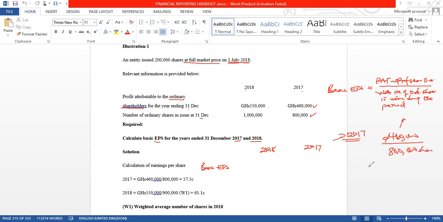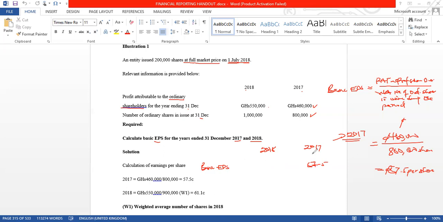shares. At the end of the day, what we get for our EPS is that if you take your calculator and you punch 460,000 over 800,000, what you're going to get is 57.5 cedis per share. All right, per share. So we can come in here and slot in our basic EPS, which is 57.5 per share. Like I said, you just need to know your formula and now slot in the elements. All right, so that is that.